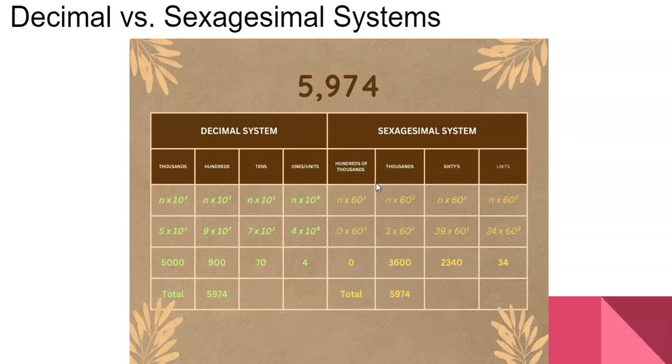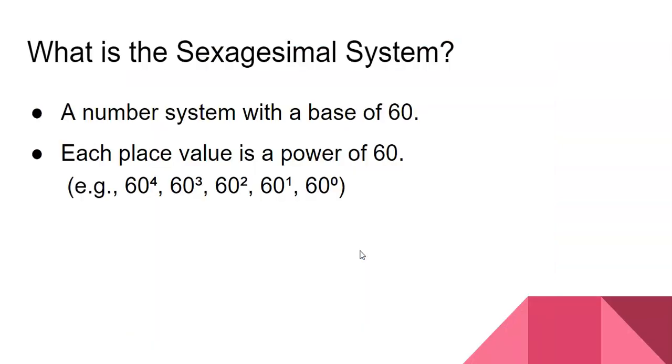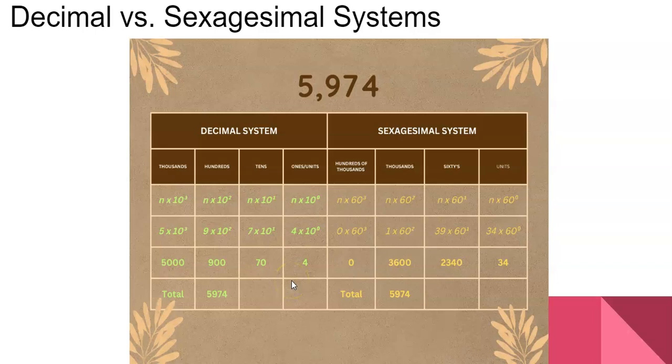So here are the place values of the decimal system and their corresponding factors of base 10. For the units place, the factor is 10 raised to 0, that's equal to 1. So we just have n times 1, right? So the digit at the units place is 4 for the number 5,974. Then we have the tens place. The factor is 10 raised to the exponent 1. So for the number 5,974, the digit at the tens place is 7. 7 times 10 is 70. So the value contribution at the tens place is 70.